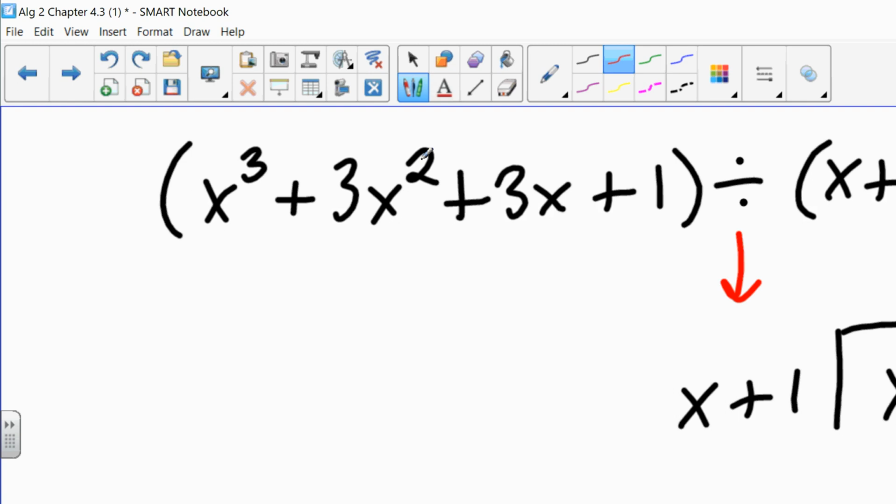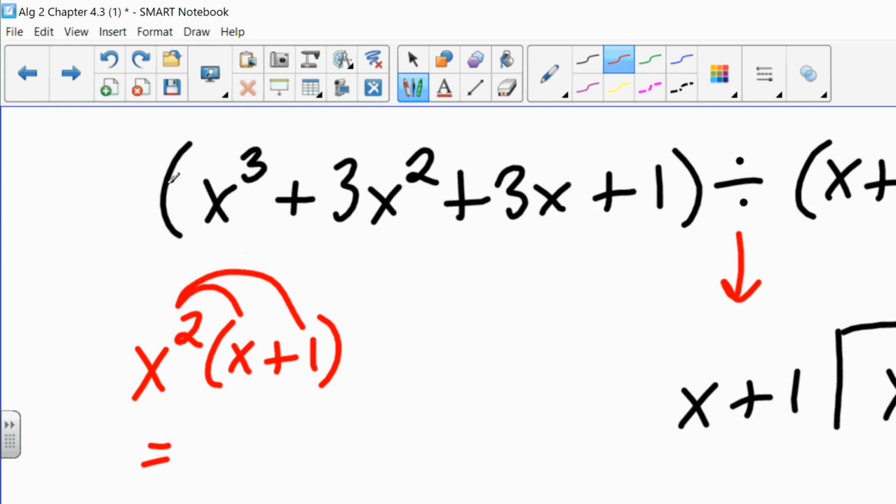Yeah. What do y'all think? X squared, because x squared times x is x to the third, yes? So that's what we're going to do. We're going to do x squared times x plus 1 because we want to eliminate that x cubed first, and we're going to eliminate this one at a time. So the first thing we need to figure out was what times x gives us x to the third. Well, it's x squared.